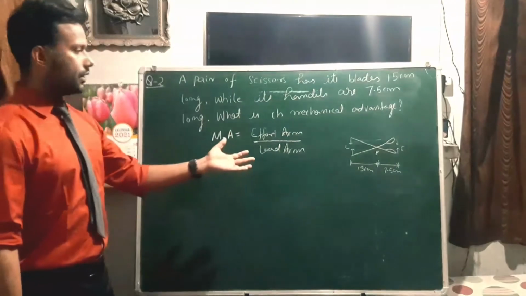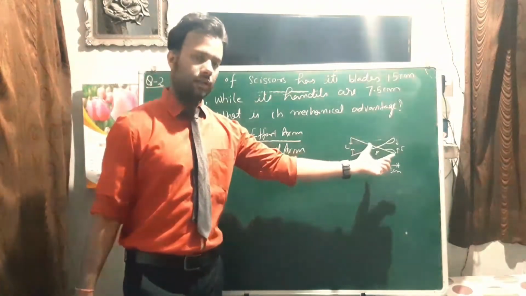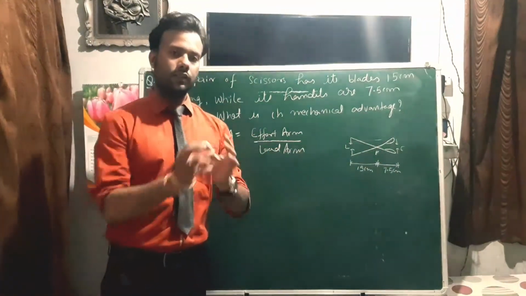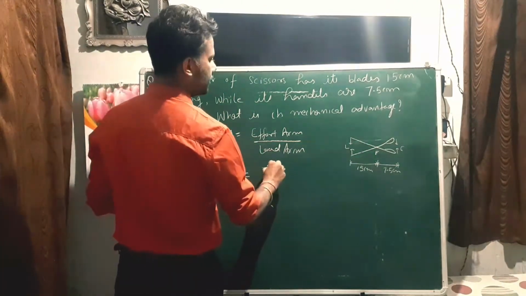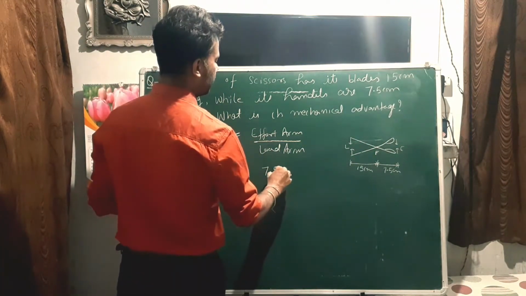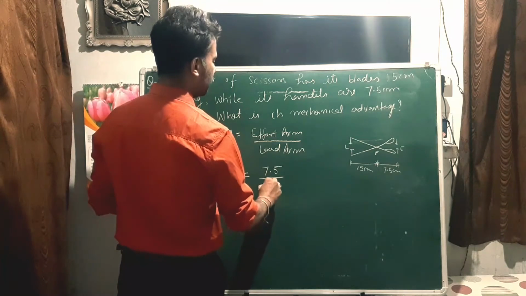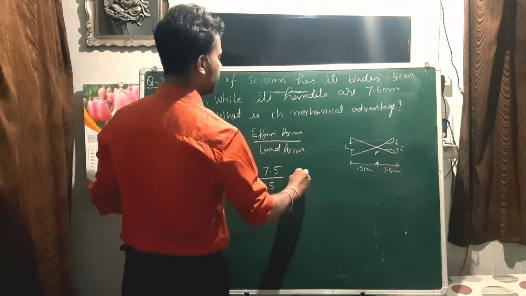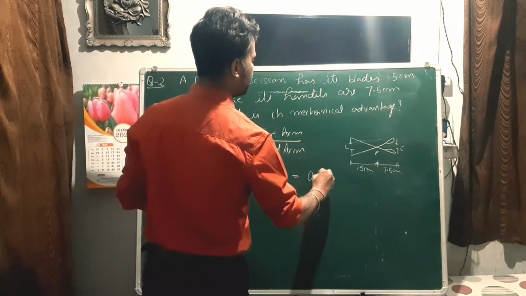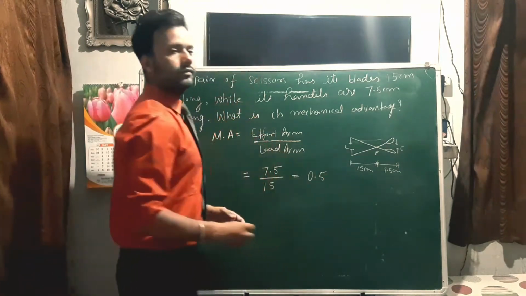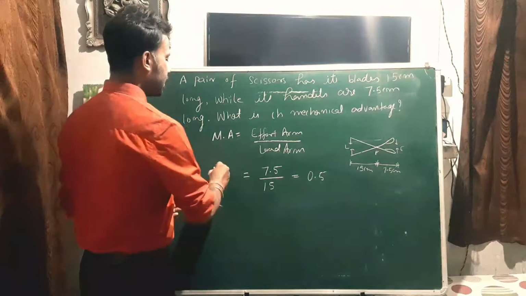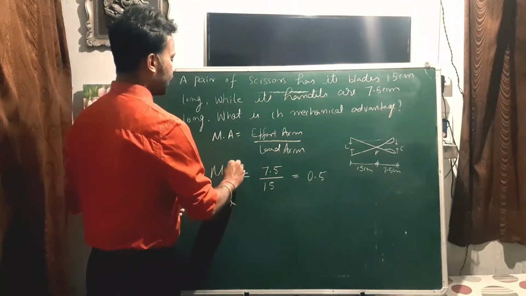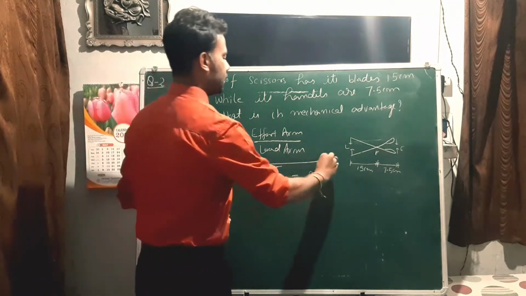Alright, effort arm is nothing but the length of the handle, and load arm is nothing but the length of the blades. It gives 7.5 centimeter upon 15 centimeter, which will give you 0.5 mechanical advantage.